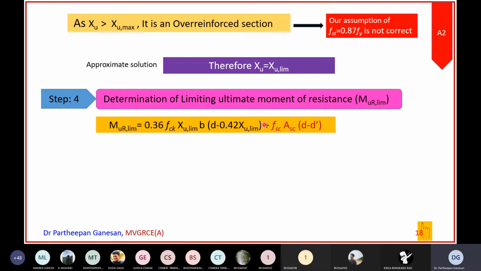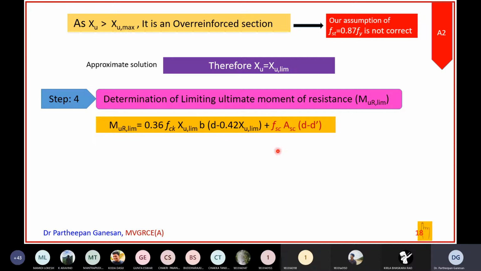And this equation is given in your code also. You can refer to page number 96, where you will have this equation in a different form. They must have taken d outside, but eventually it is the same equation. Plus for the compression steel, you have Fsc into Asc into (d minus d dash), right? Now how to find out Fsc? You have to find out the strain value.